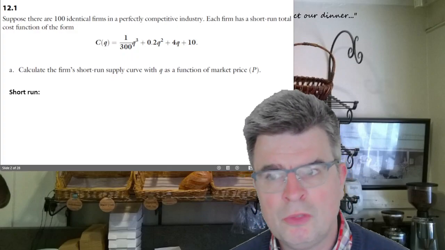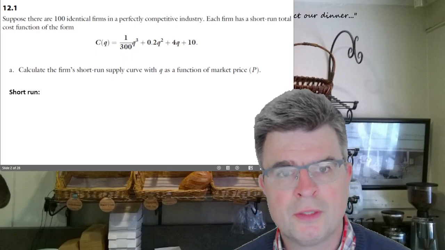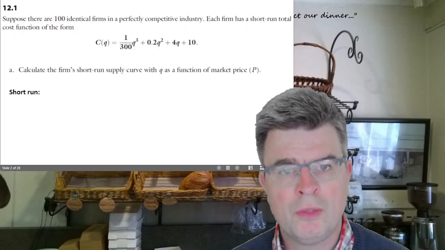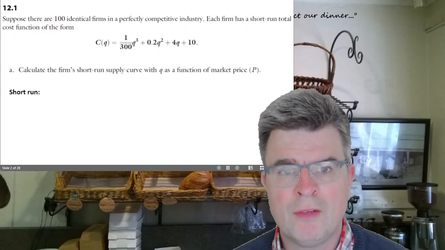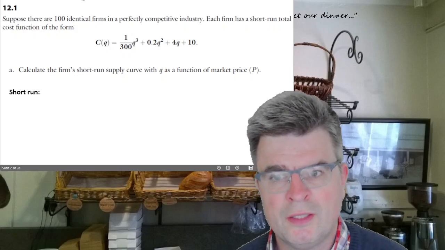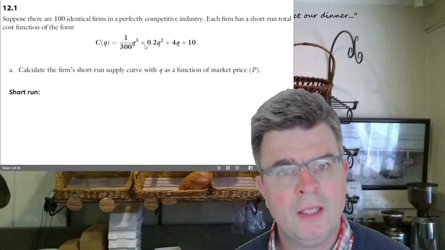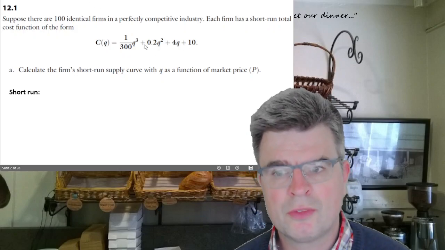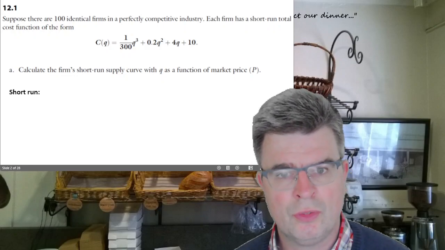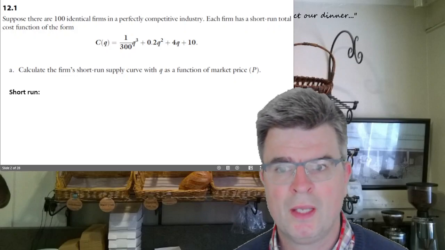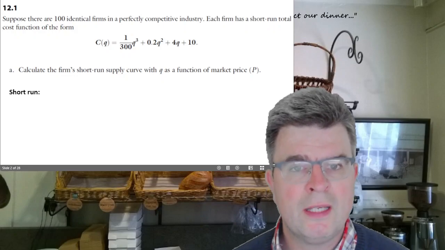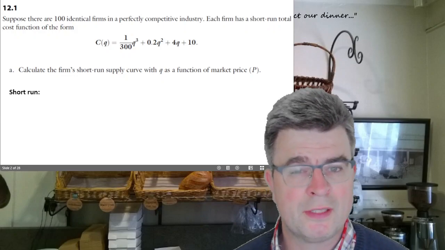And exercise 12.1 asks you to consider an industry which is perfectly competitive and contains 100 identical firms which all have the same short run total cost function. And that's the function that is given here. And in question A, you are asked to compute the short run supply curve with Q as a function of the market price P. Now, given that the market is perfectly competitive, each firm is a price taker. It takes the price P as given.